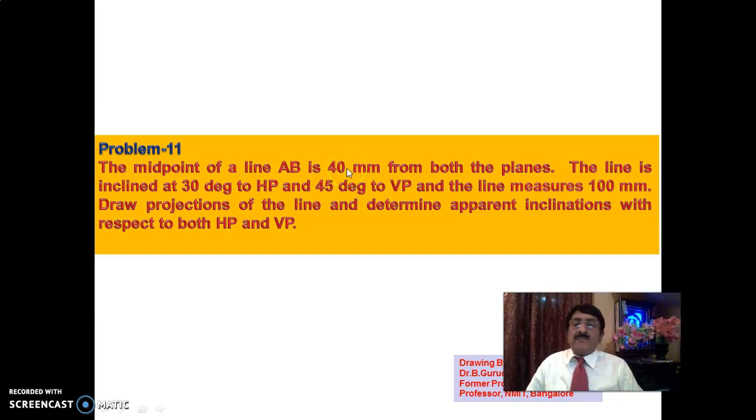This can be anything. Whatever may be the distance, the projections won't change. But whatever is given, you should take it. The reference is for the midpoint of the line, but not for the end point of the line. So far, we are doing for the end point of the line. Now, the three parameters are the line inclined at 30 degrees to HP, 45 degrees to VP. That is theta is given, phi is given, and true length is given. In that way, you have to do the projection.